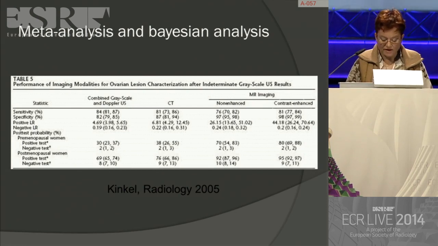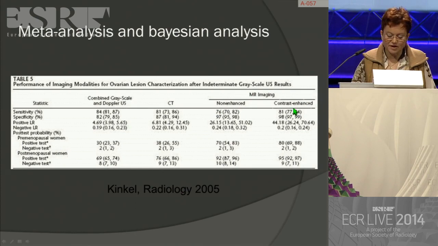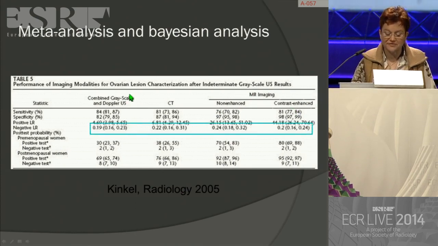And why not CT? I published a meta-analysis and a Bayesian analysis quite a lot of time ago in 2005, which checked on the value of a second exam after an indeterminate ultrasound, if you perform CT or an unenhanced MRI or contrast-enhanced MRI. What is interesting is when the color Doppler is negative, the negative likelihood ratio is the best. It has to be below 0.2. Okay, and that's the only examination where you get it straight away, except for MRI, where you also have it.